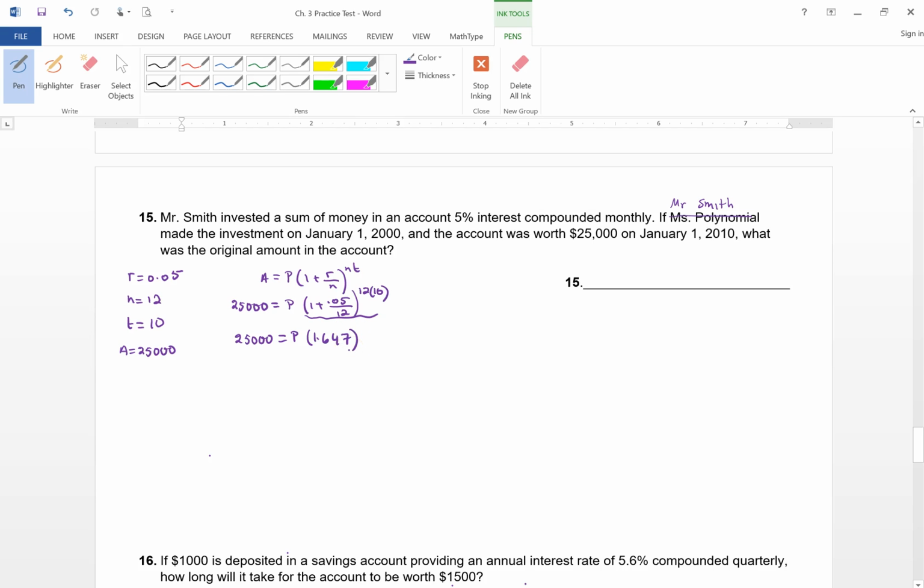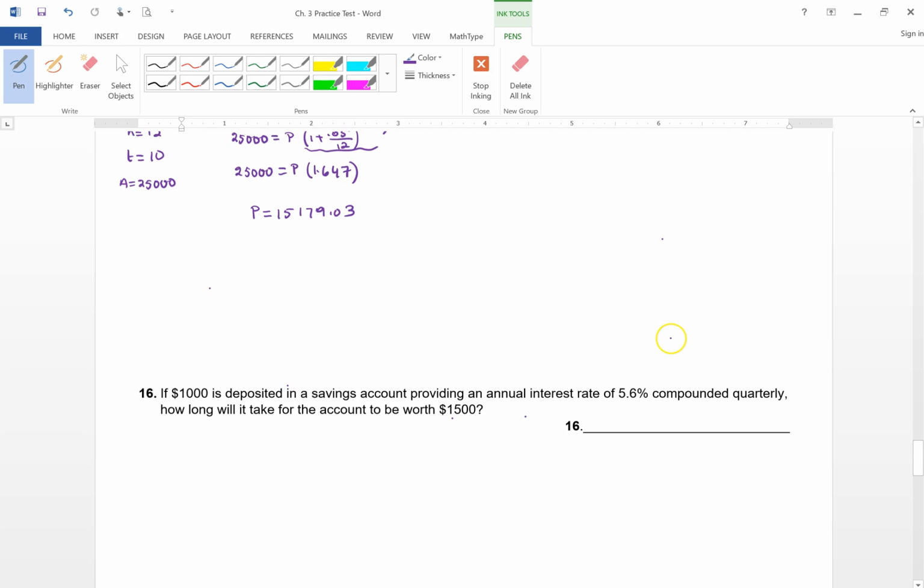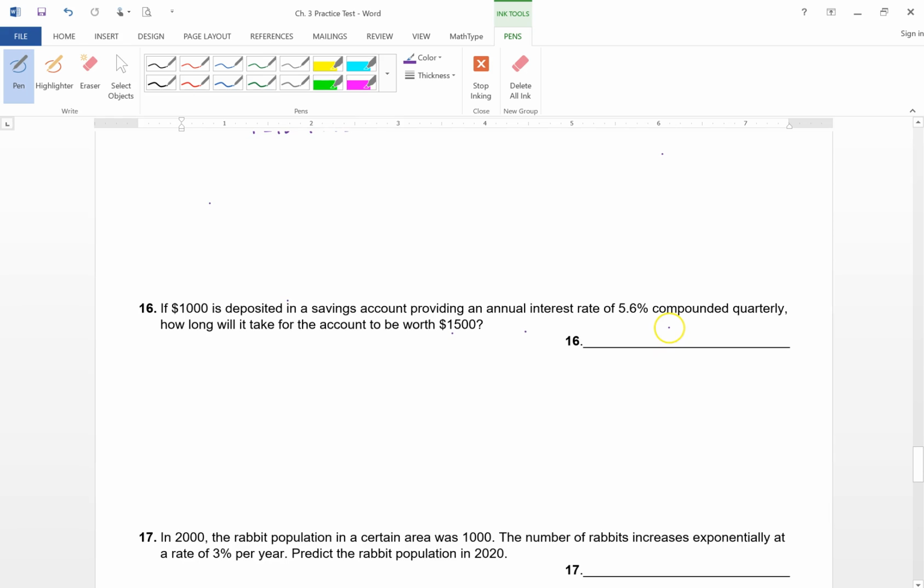So when you divide, the principal is $15,179.03. That's an awfully specific amount to invest. Yes, they're like, I have this $15,179.03.